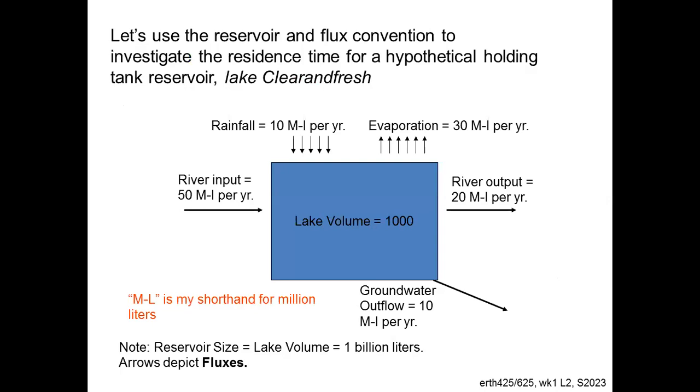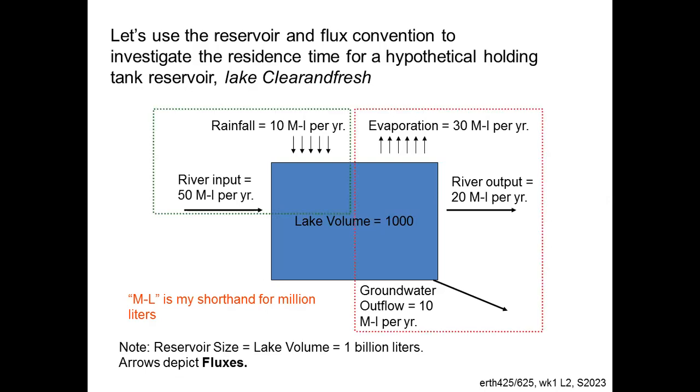So this is just a hypothetical scenario. I've made a lake called Lake Clear and Fresh with some fluxes in and out, shown here in green for the fluxes in and red for the fluxes out. And if you look at this quickly, you'll see that they're basically balanced. I did this on purpose to make the calculation as simple as possible.